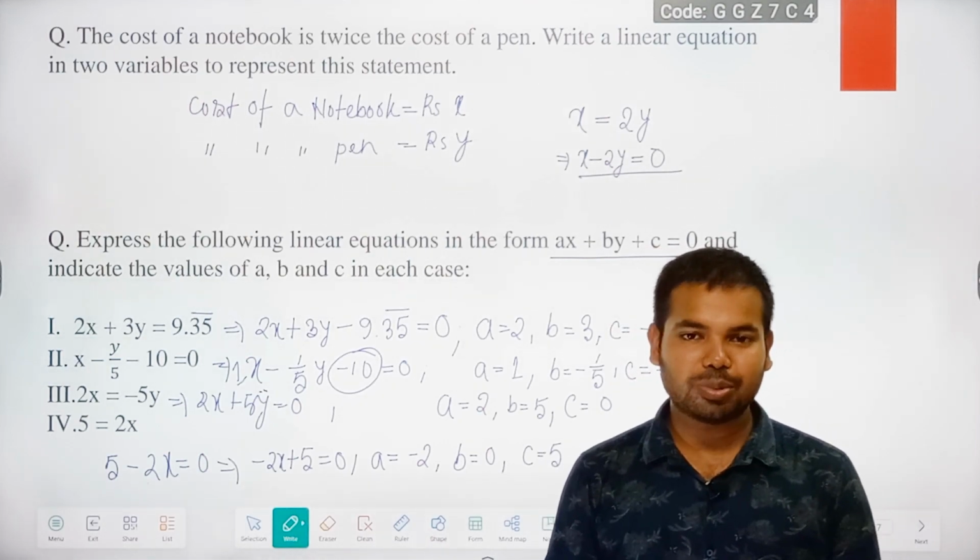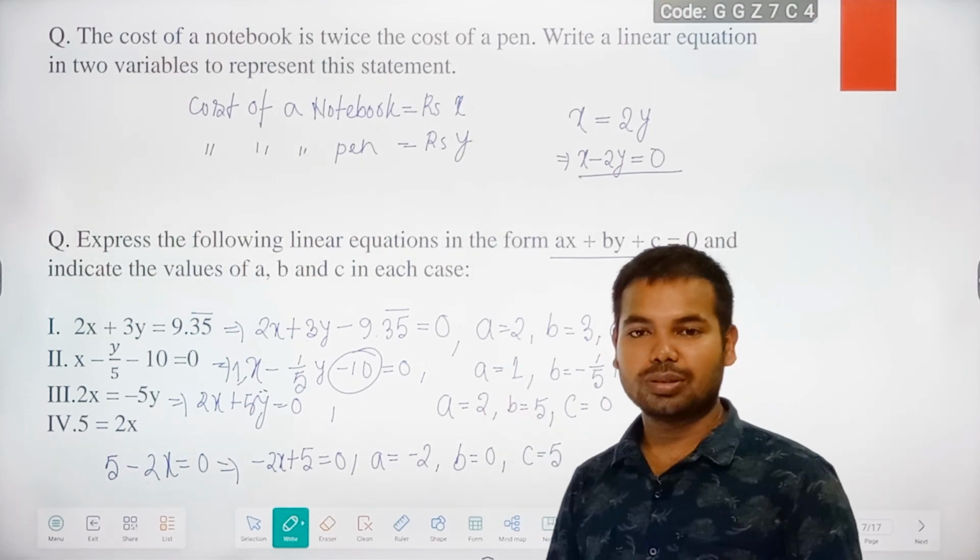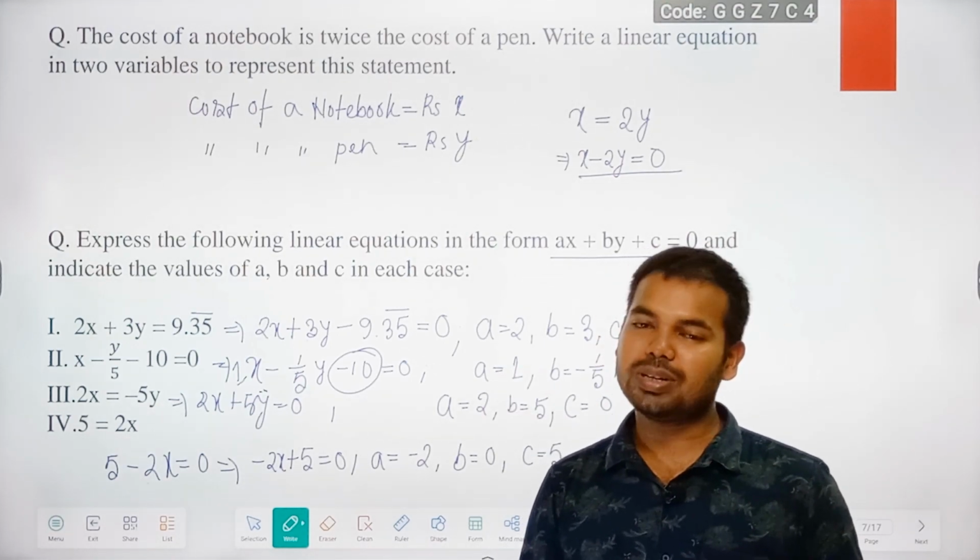Okay, this is important. Okay, practice some more problems from the NCERT text. If you have any trouble, please let me know. Okay.